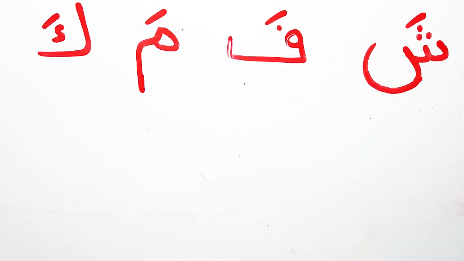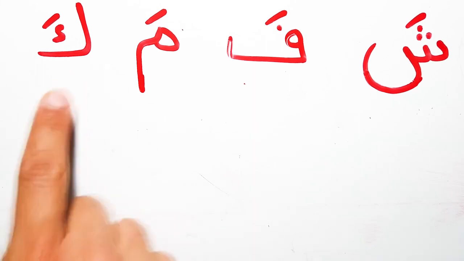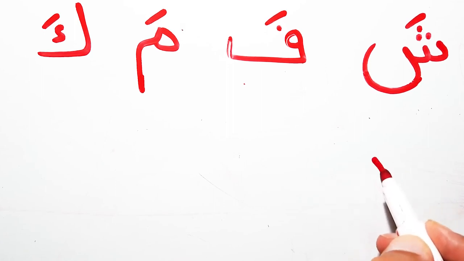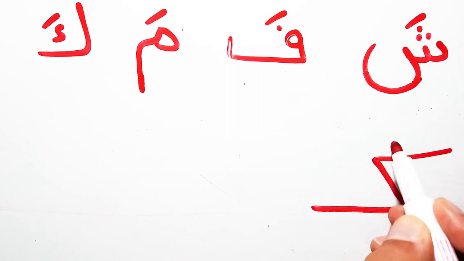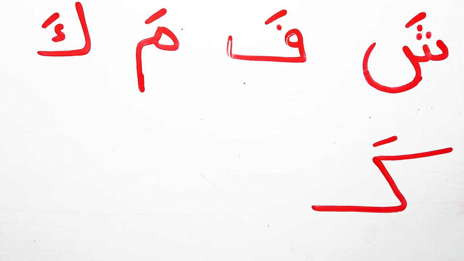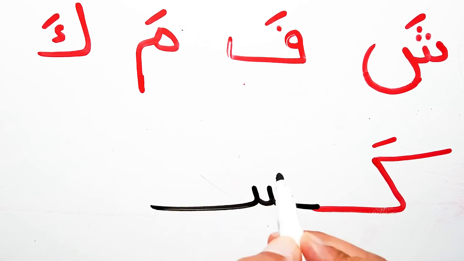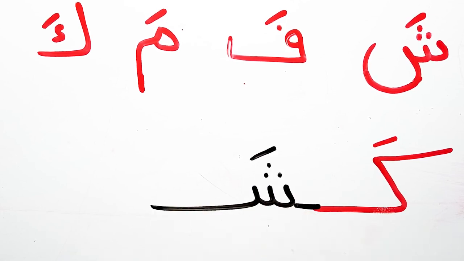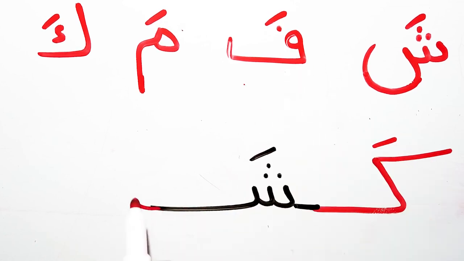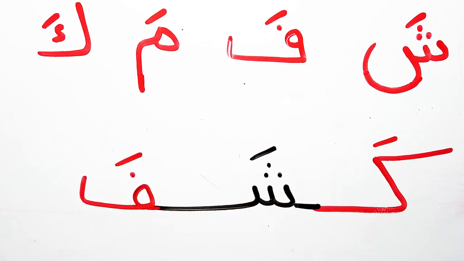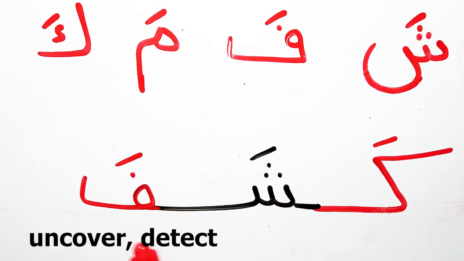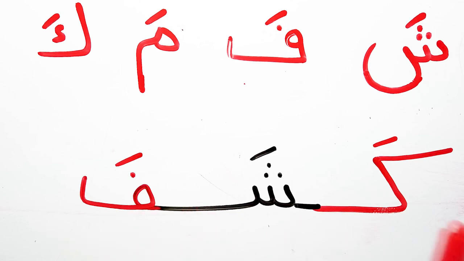Okay, now let's write a word that has meaning, a word that makes sense. Okay, let's start with ka. Ka in the beginning of the word. And then let's add sha. Sha in the middle of the word. Kasha. And finally, let's add fa. Let's read. Ka, kasha, kashafa, kashafa.